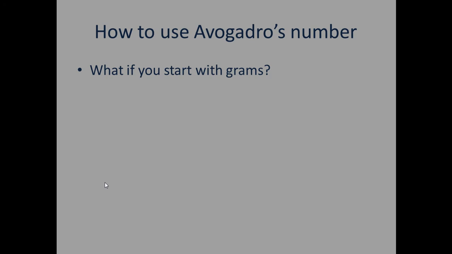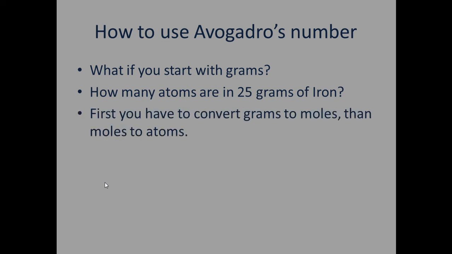Now what if you start with grams? You had to weigh out a mass of something and you got its grams, but you want to know how many atoms are there in that mass. Let's say 25 grams of iron, which you could weigh out on any scale in a laboratory. Well, first you have to convert grams to moles and then moles to atoms.